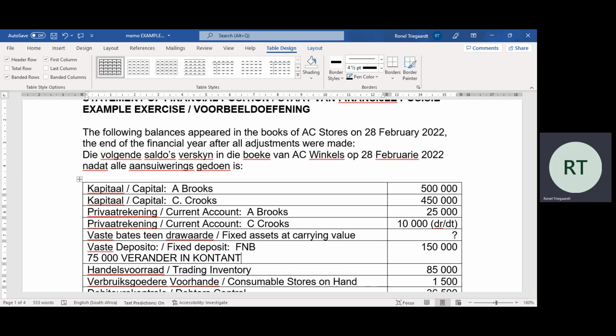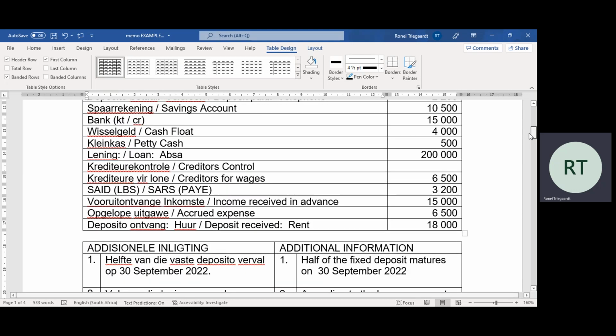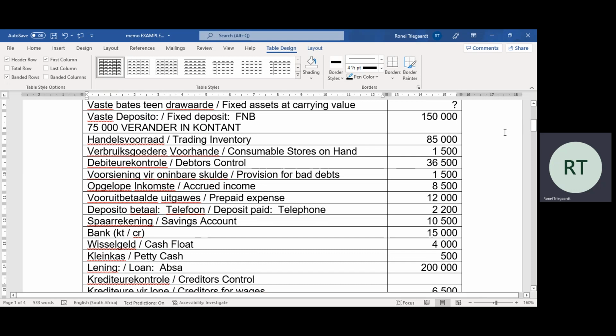So the same applies to a loan. That part of the loan you're paying within the next year is no longer a non-current liability. It changes into a current liability because you are paying it within the next 12 months. Is jy by daarmee? Okay. So then the next one, die volgende inligting. According to the loan agreement, 50,000 rand per year are paid on the capital amount. 50,000 rand per jaar word op die kapitale bedrag betaal in common Afrikaans. Elke jaar betaal ons op die lening, not the interest, the loan itself, 50,000.